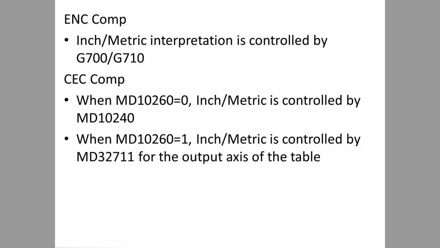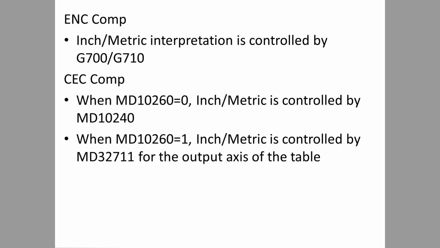CEC comp is a little bit more complicated and requires a little bit more attention. Machine data 10260. That's the machine data which controls the possibility of the machine converting between inch and metric. When that value is 0, which means inch metric conversion is not possible, inch metric interpretation of the data in the tables is controlled by machine data 10240. So when we run those part programs, it's also controlled by machine data 10240. 10240 was the machine state, the machine coordinates, not the work coordinates.